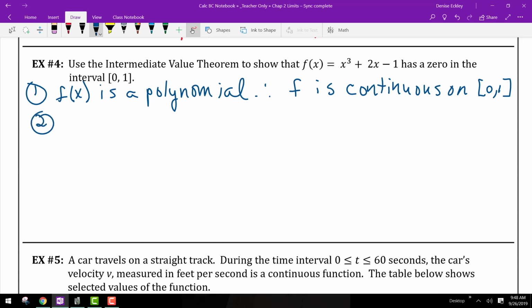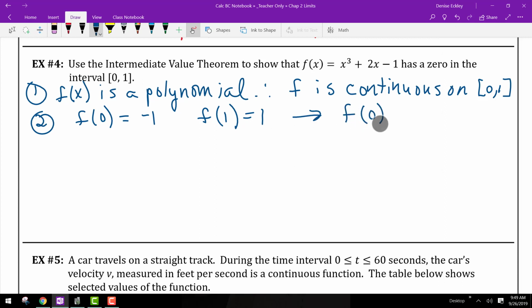Next, to make sure that we can use the IVT, remember our three conditions that we wrote at the bottom of the first page. f of 0 is going to equal -1, and f of 1 is going to equal 1. And so we can see then that the endpoints are not equal to each other. So that's good. So, is there a 0?